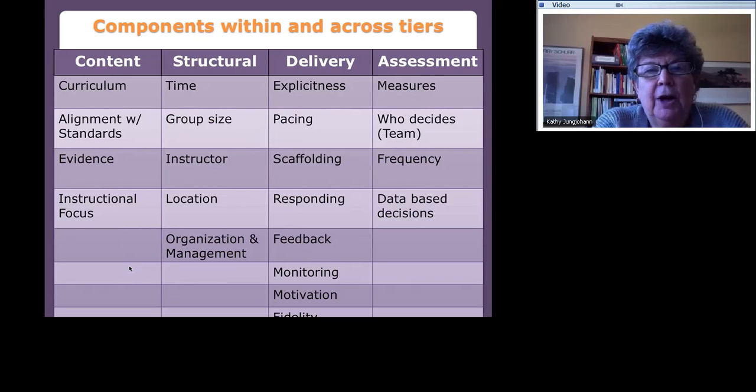So here's a chart that I'm going to use to frame the second part of my presentation about how to intensify instruction across the different tiers. And the components within and across all three tiers I've divided into 4 areas. The first area being the content of the intervention. And here we're talking about the curriculum and the alignment of the curriculum with standards, the evidence that the curriculum is effective for students, and looking at the instructional focus of that curriculum.